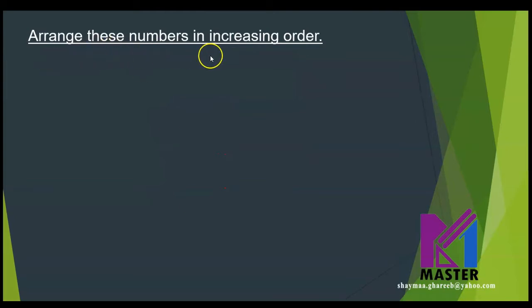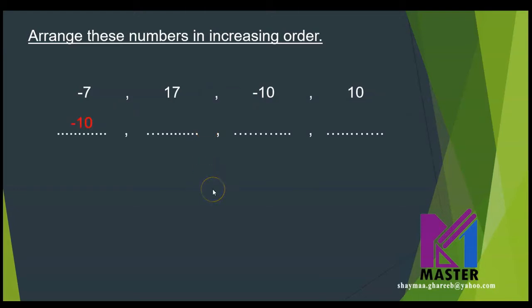Now we are going to arrange these numbers in increasing order. Increasing order means to start from the smallest to the greatest. And we can also say ascending order. So increasing order and ascending order both have the same meaning. So these numbers here, the smallest number here is, think of it, -10, then -7, then 10, and the biggest one is 70.